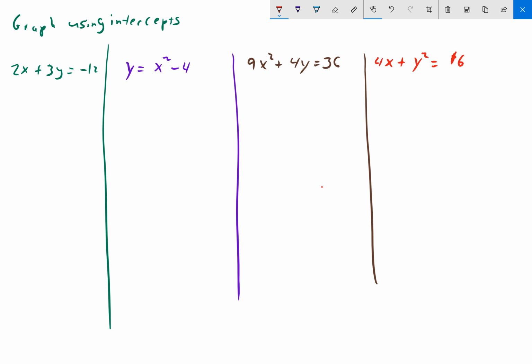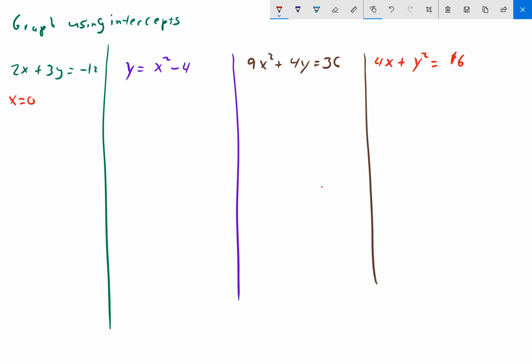I'm going to say, well, what happens when x equals 0? So if x equals 0, I get 3y equals -12. I'm going to divide by 3 on both sides, and I get y equals -4. So one point is when x equals 0, y is -4.